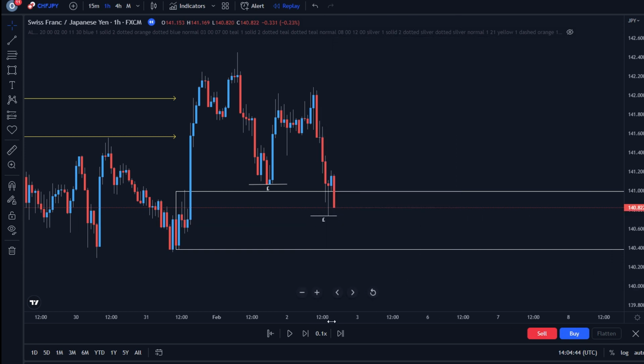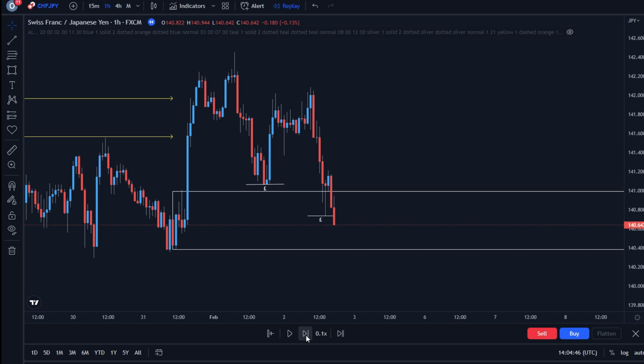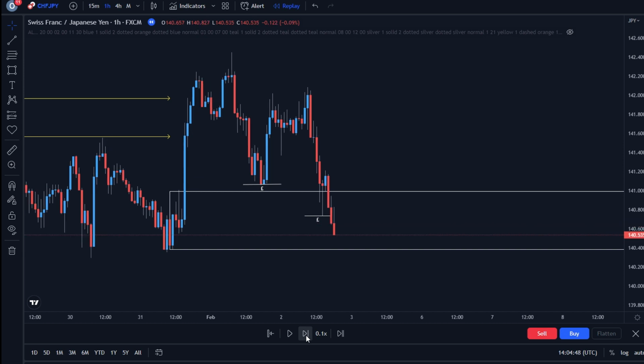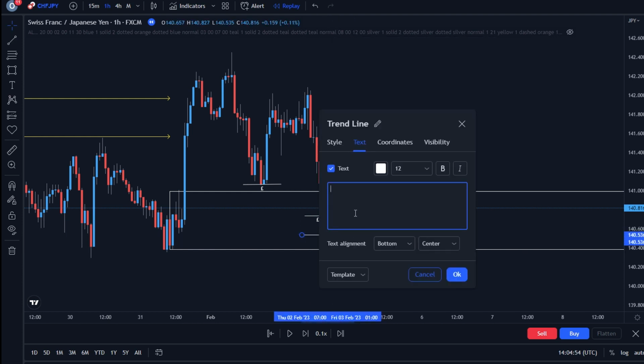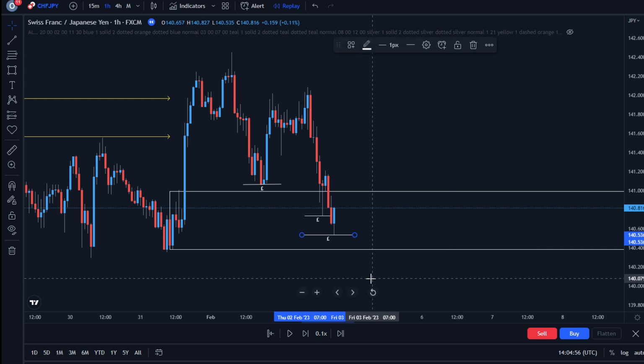We're just going to react. It's all about reacting. Okay, so this has been taken, no problem. Now we've got this area. Just annotate on your chart. It really helps, guys, big time.